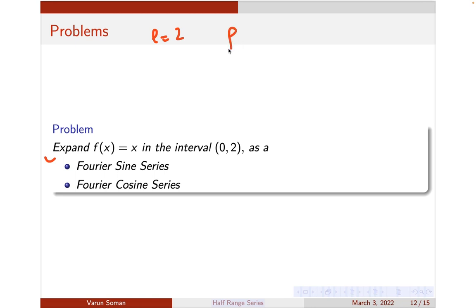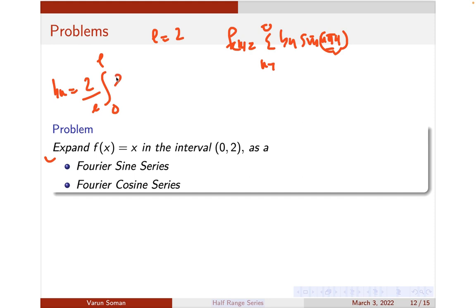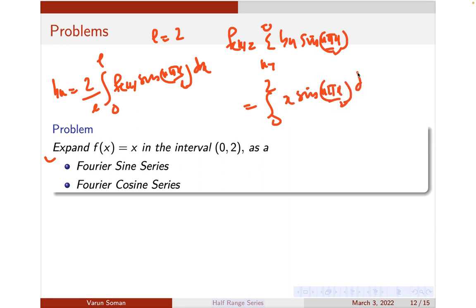It is f of x is equal to sigma n is equal to 1 to infinity bn sine n pi x by 2. Okay, so what's your value of bn? Bn is equal to 2 by L integral 0 to L f of x into sine n pi x by L dx. So in this case your L is 2, so it is actually 2 by 2, so it is 1, so it is actually integral 0 to 2 x sine n pi x by 2 dx.